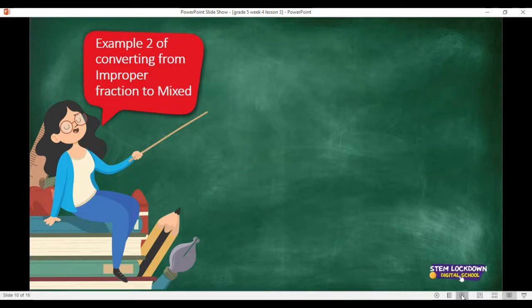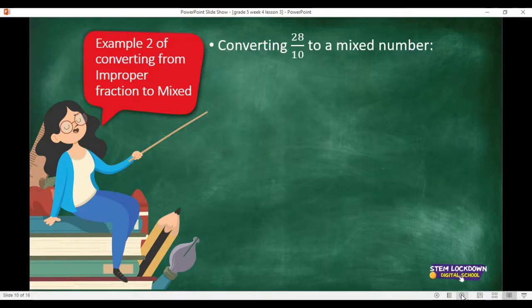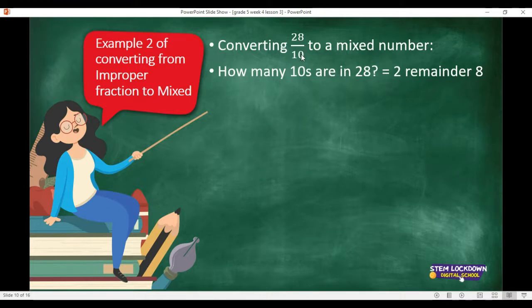And then example 2, still converting from an improper fraction. The minute you see an improper fraction, read it as 28 divided by 10. It's 28 over 10, which is the same as saying 28 divided by 10, to a mixed number. You can either say 28 divided by 10, or you can say how many 10s are there in 28. So this simply means that I have to count in 10s, but I should not pass 28. So if I count in tens, I'm going to say 10, 20, and that's 2.